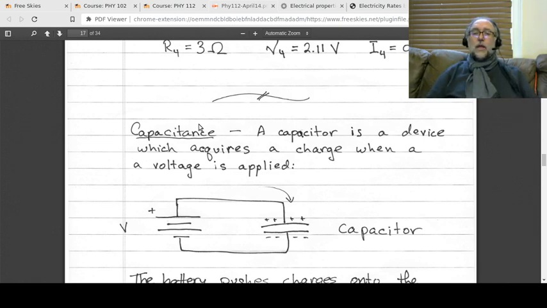Okay, but you can have devices which will build up a little bit of charge. They can't go on to infinity, but they can build up a little bit of charge. And so basically, a capacitor is a device which acquires charge when a voltage is applied. Okay, so if you apply a voltage to a capacitor, it's going to acquire charge. The more voltage you apply, the more push you put behind the charges, the more you're going to be able to push onto the capacitor, and the more charge will accumulate. Okay, so you put a little bit of voltage, a little bit of charge accumulates. You put more voltage, more charge accumulates, and so on.